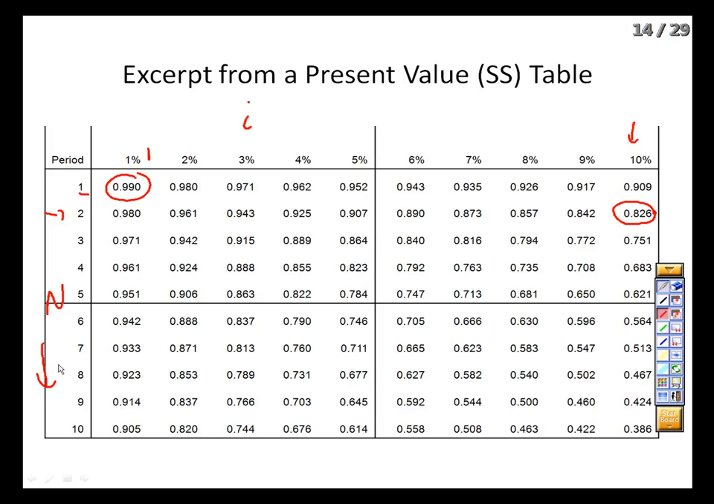As our horizon increases, our table factors start to go down. We know that $1 next year is worth less than $1 this year. $1 10 years from now is worth even less. Also, as the interest rate increases, the table factor goes down as well. If you can earn 10% on your money, $91 today is worth $100 in a year. If you can only earn 1% on your money, that $100 in a year is worth only $99 today.